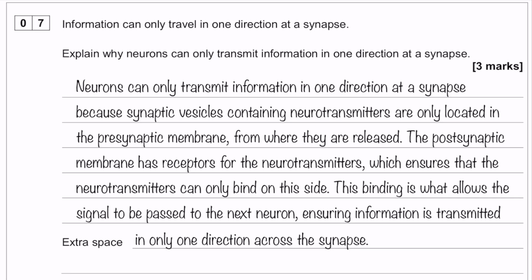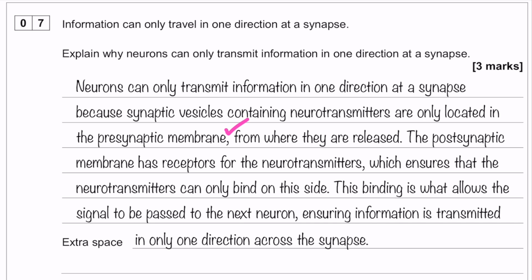So here is your model answer. Neurons can only transmit information in one direction at the synapse because synaptic vesicles containing neurotransmitters are only located in the presynaptic membrane from where they are released. Okay, so there is our first mark. We are showing knowledge of structures of neurons or structures of synaptic transmission, and in this case, the vesicles are only in the presynaptic neuron.